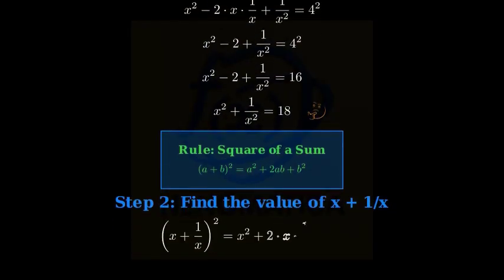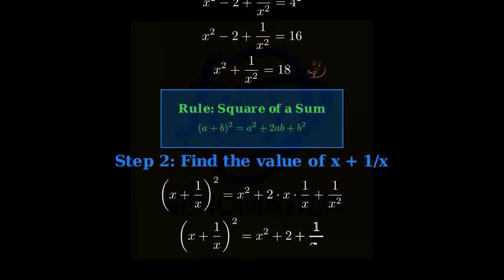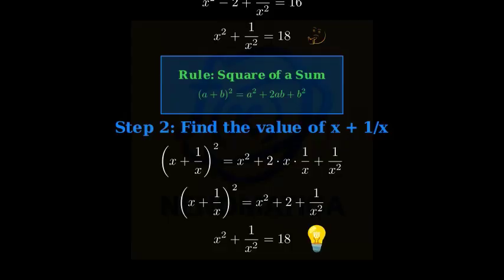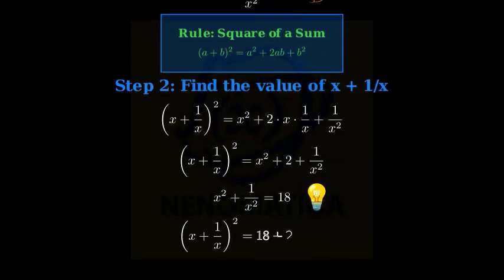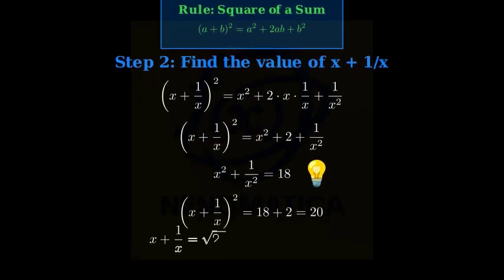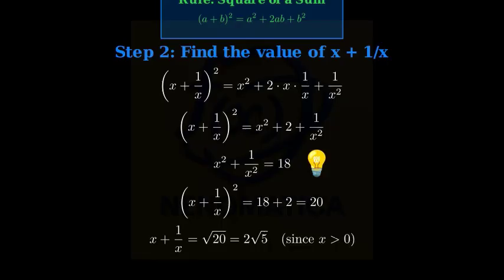The square of x plus 1 over x equals x squared plus 2 times x times 1 over x plus 1 over x squared. This simplifies to x squared plus 2 plus 1 over x squared. But we already know that x squared plus 1 over x squared equals 18. So the square of x plus 1 over x equals 18 plus 2, which is 20. Taking the square root of both sides, and since x is positive, we get x plus 1 over x equals the square root of 20, which simplifies to 2 times the square root of 5.